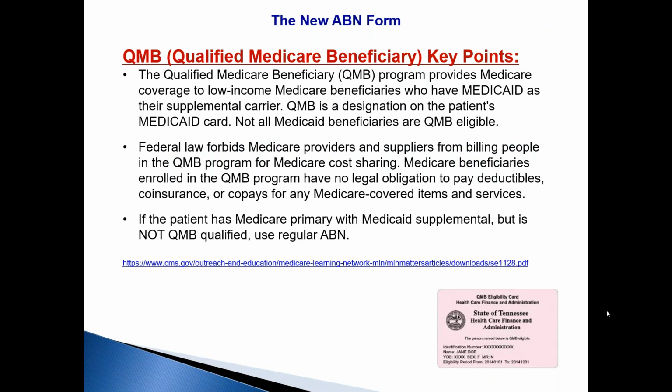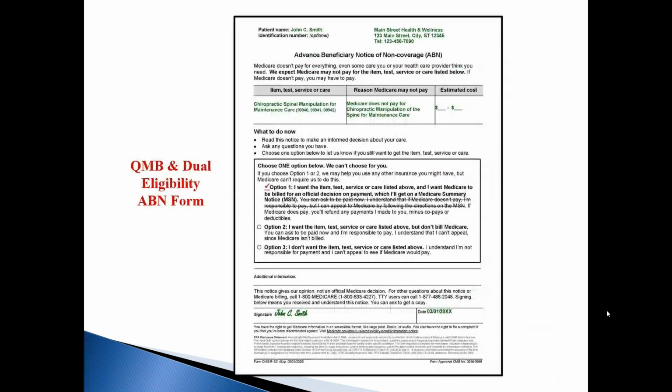And it'll say it right on the card, QMB. So for these patients, you're supposed to waive the deductibles and coinsurance. And the form is filled out a little differently. Option one must be pre-checked. You don't have a choice.